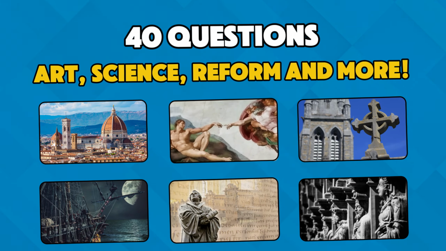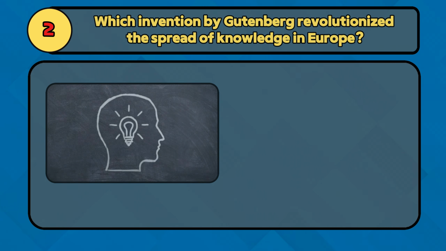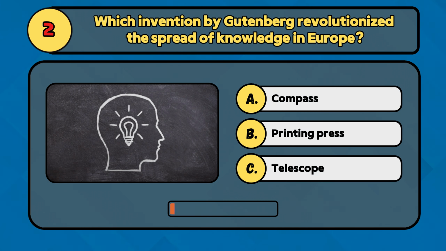Who painted the ceiling of the Sistine Chapel? It was Michelangelo. Which invention by Gutenberg revolutionized the spread of knowledge in Europe? Gutenberg invented the printing press, which transformed access to knowledge.